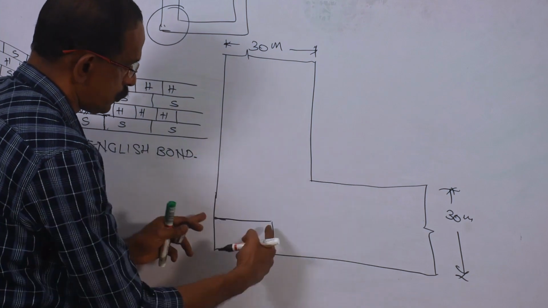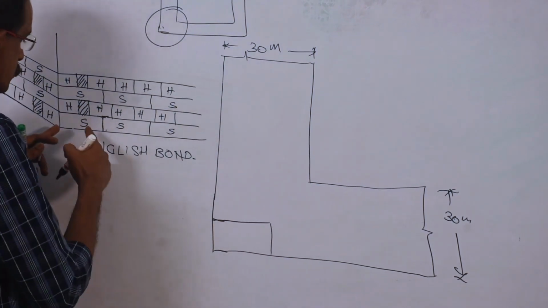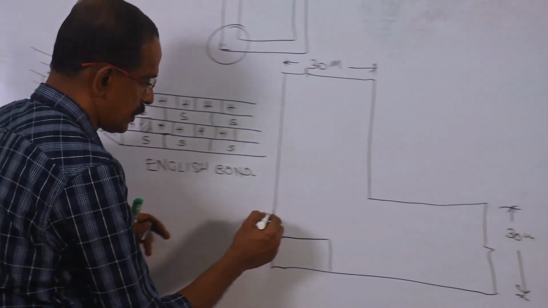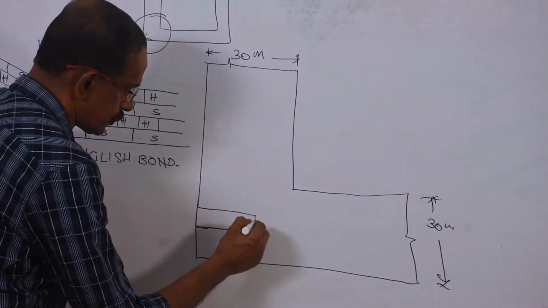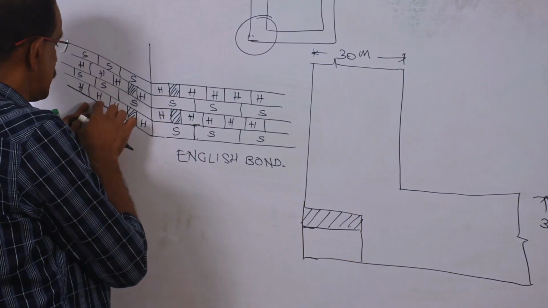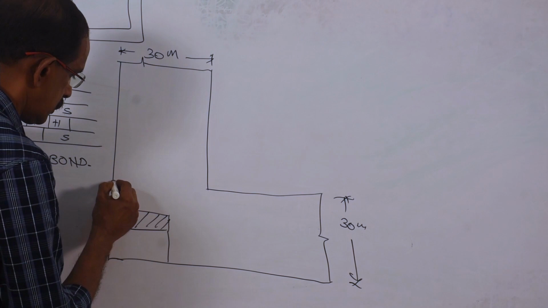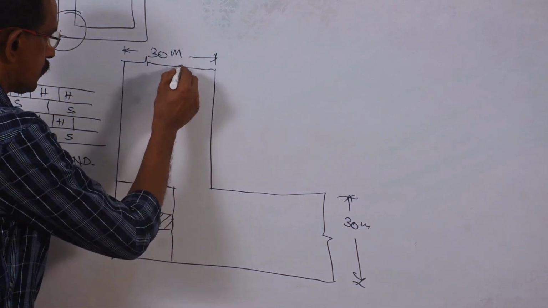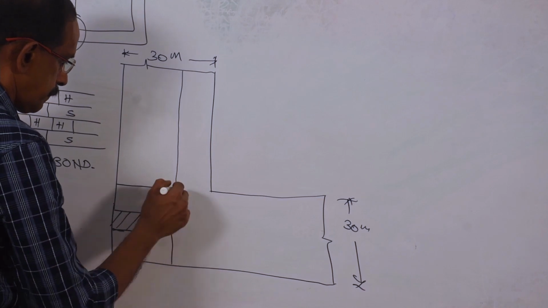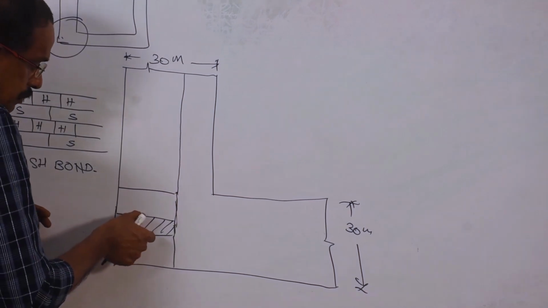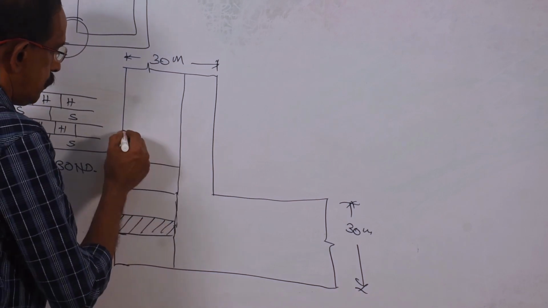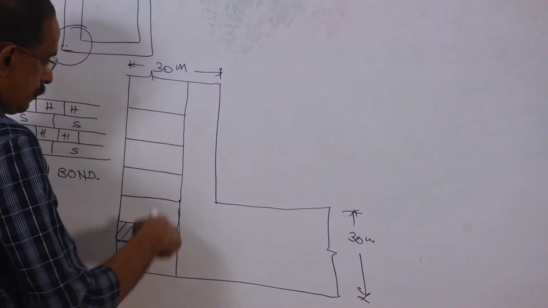So total is 30, so 20 it may come up to here. So either you proceed in this direction or move in this direction. If you move in this direction, next brick is a queen closer, 5 by 20 size. Next is header, header, header. So the bricks are arranged like this in this direction. 10, 15, 25, 35, 45, 55, it will go like that.